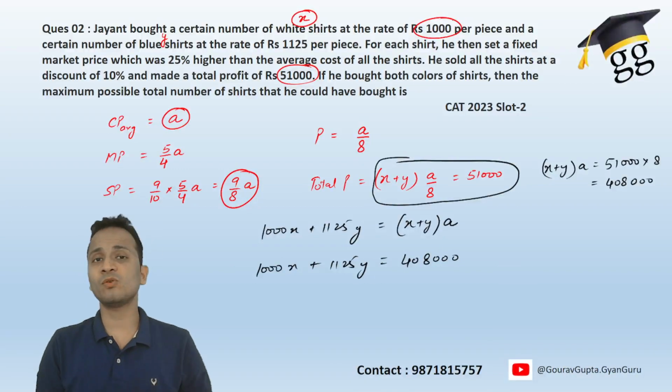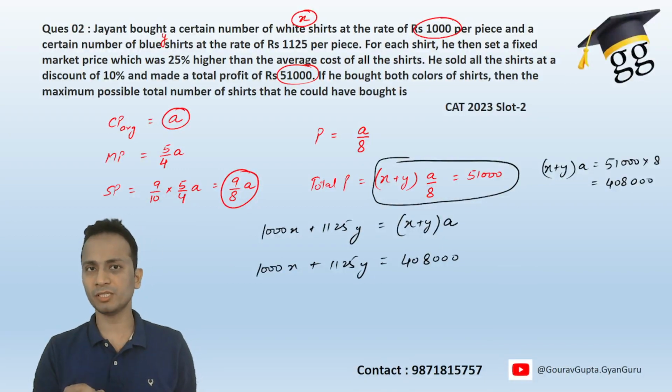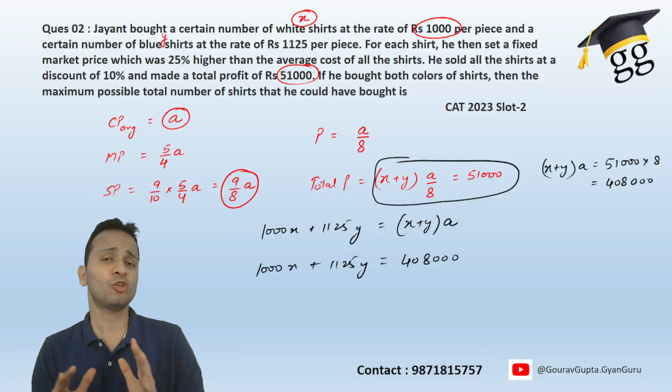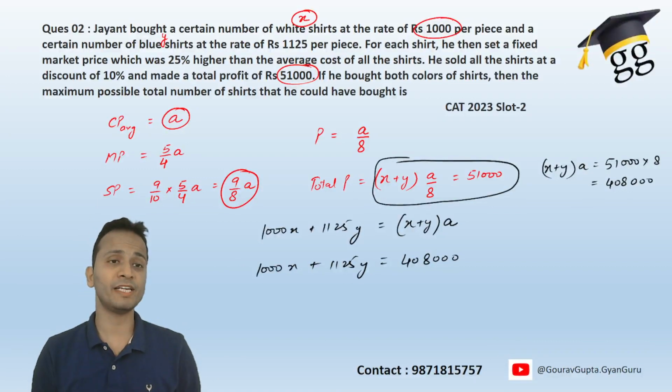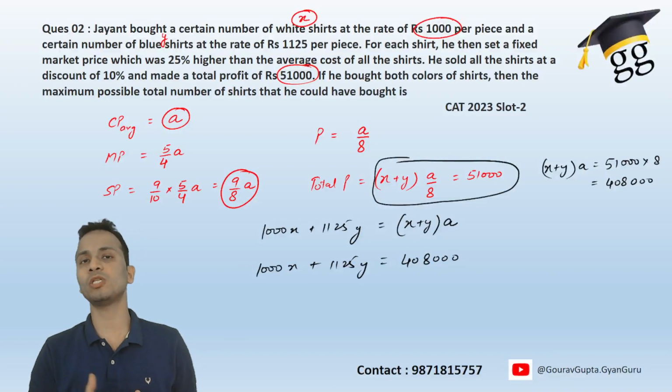I know that x and y should be natural numbers. They cannot be whole numbers. The value of x or y cannot be 0 because he is buying at least one shirt of each color. So x and y are natural numbers such that the relation between them is given, and we'll have to find out the maximum possible total number of shirts.